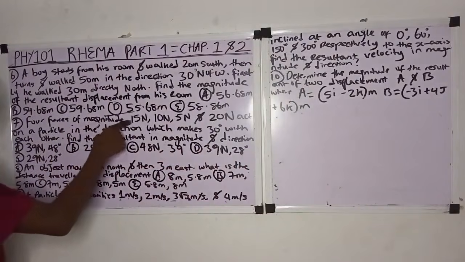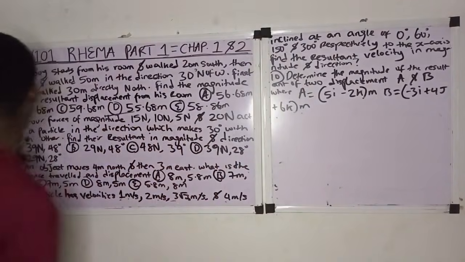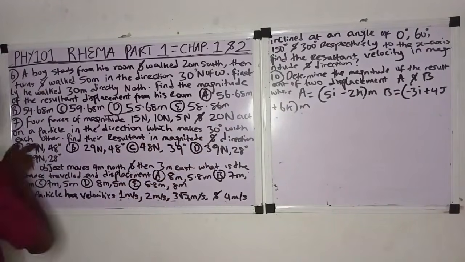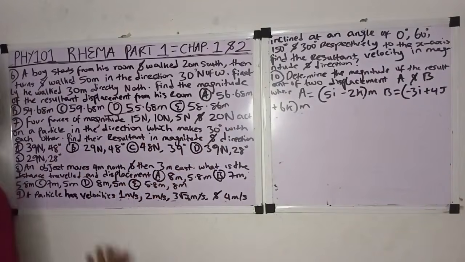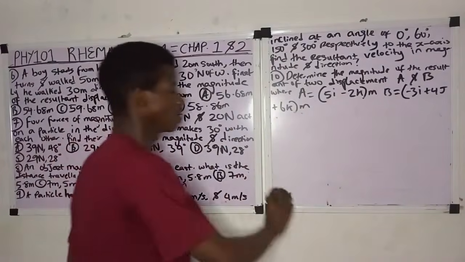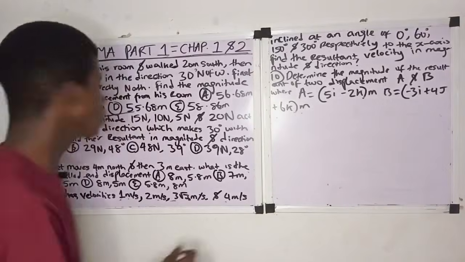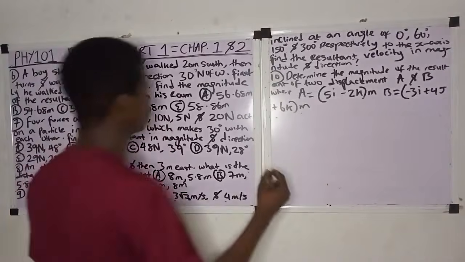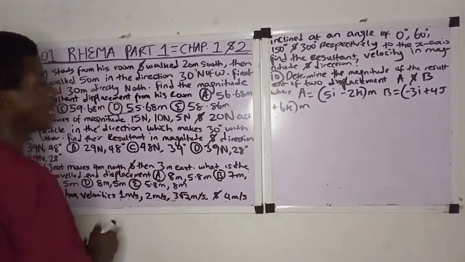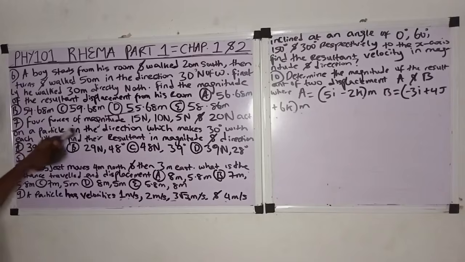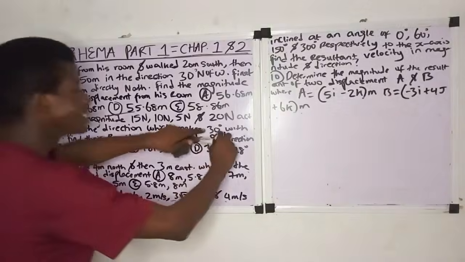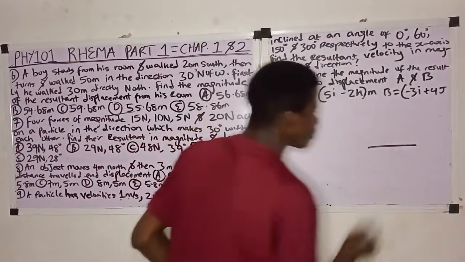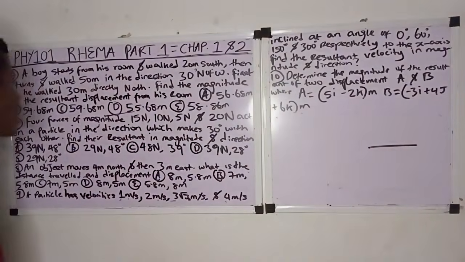They said four forces of magnitude 15, 10, 5 and 20 act on a particle in directions which make 30 degrees with each other. Find the resultant in magnitude and direction. It's still very easy, okay? Let me explain. Remember, we start the angle from what? We start from the positive x axis, right? Yes.